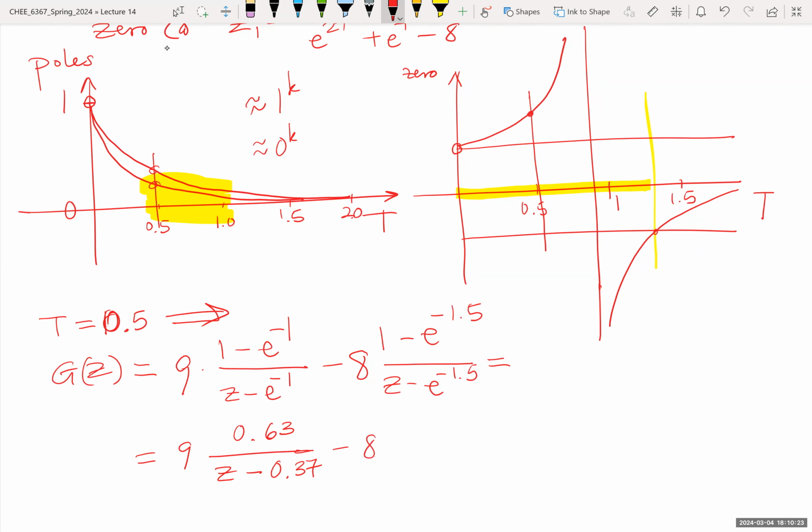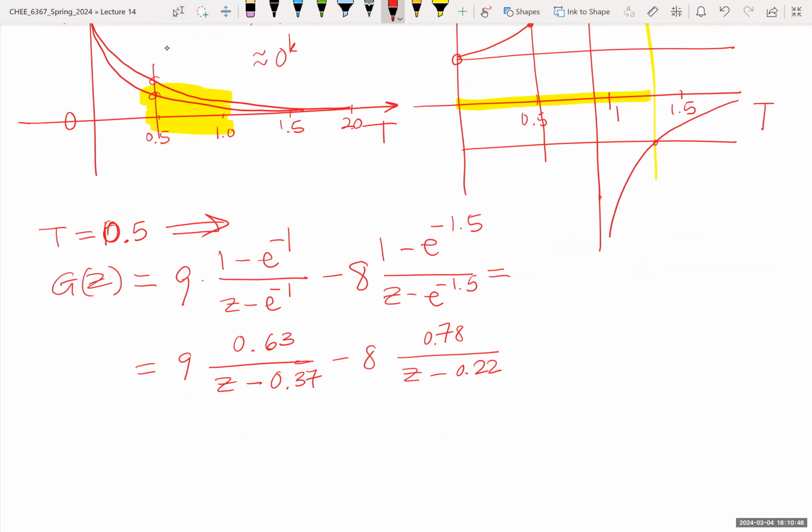Okay, minus, let's try the other one also. The next term: 0.22 in the numerator or denominator. So 0.22, and the numerator is 0.78. All right. And let's do the algebra. Can you help me with the algebra here to put all this together? So it's going to be this times this here.